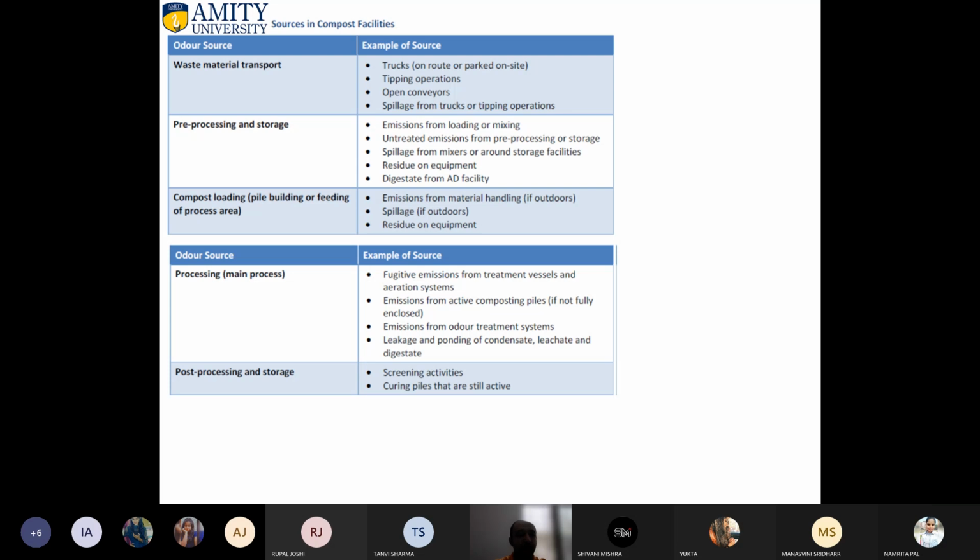And then okay, they talk about the waste material transport system, it should be covered. Where are the chances of odour arising from? So there are trucks, there are tipping operations, open conveyors that carry the material, spillage from trucks where material is falling. Then there needs to be pre-processing and storage.